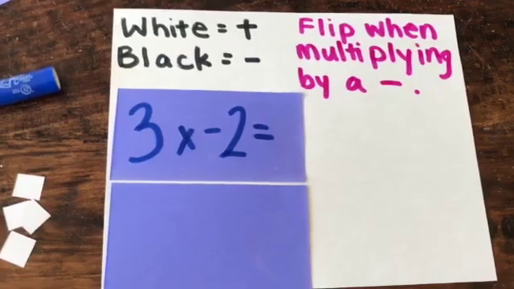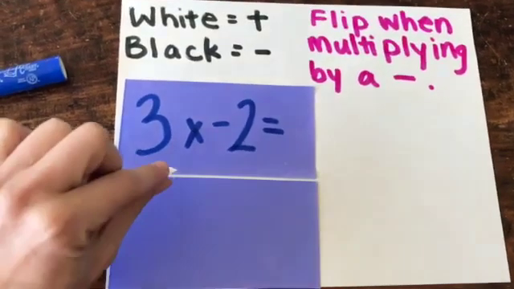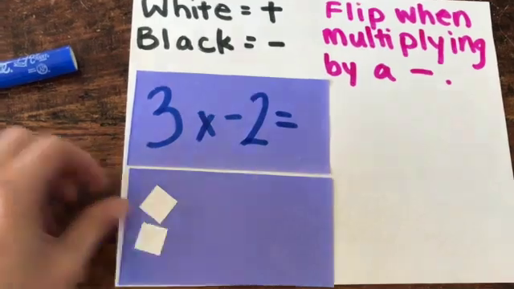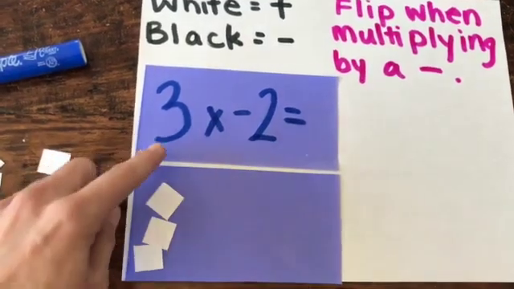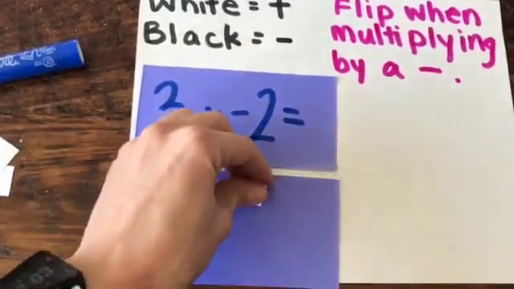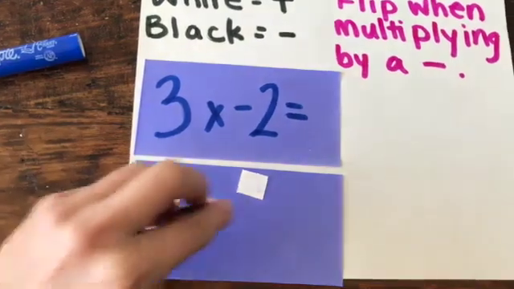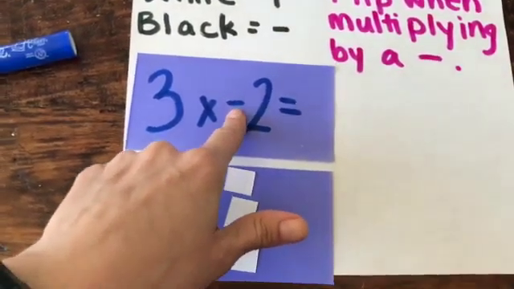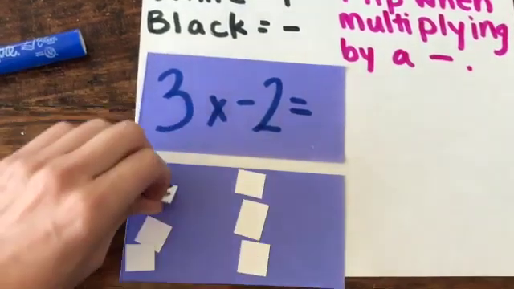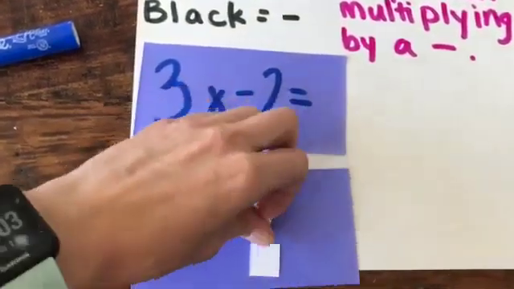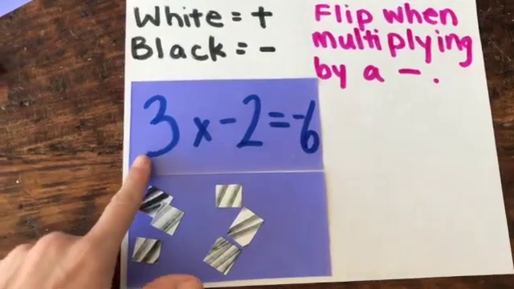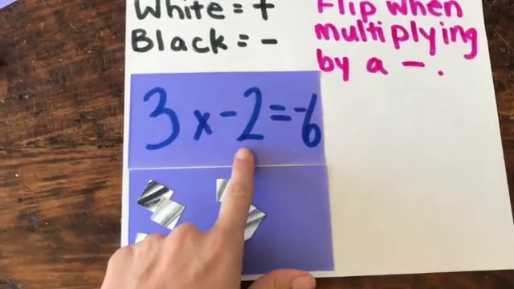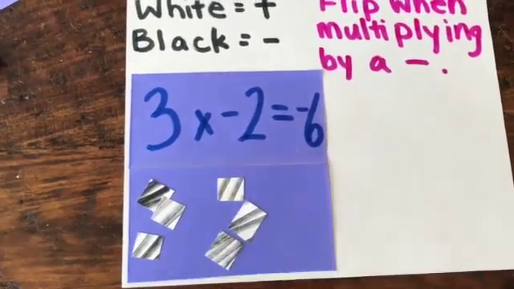Let's try a positive 3 times a negative 2. So positive 3 means I'm going to use the white side of my tiles. So there's 3, and I need 2 groups of them. And see how this is a negative sign? And that means I have to flip it when I do my groups. As you can see, 3 times a negative 2 equals a negative 6.